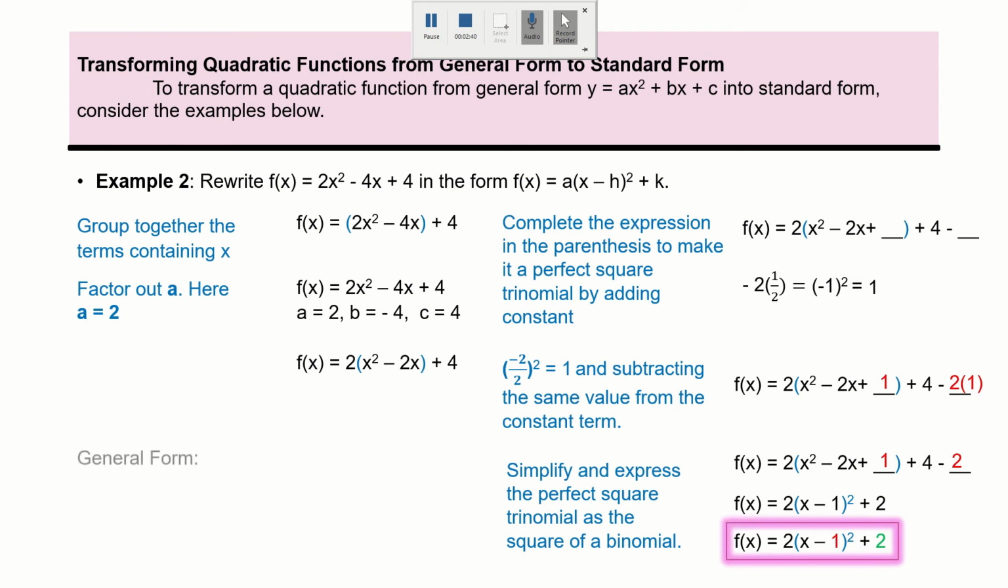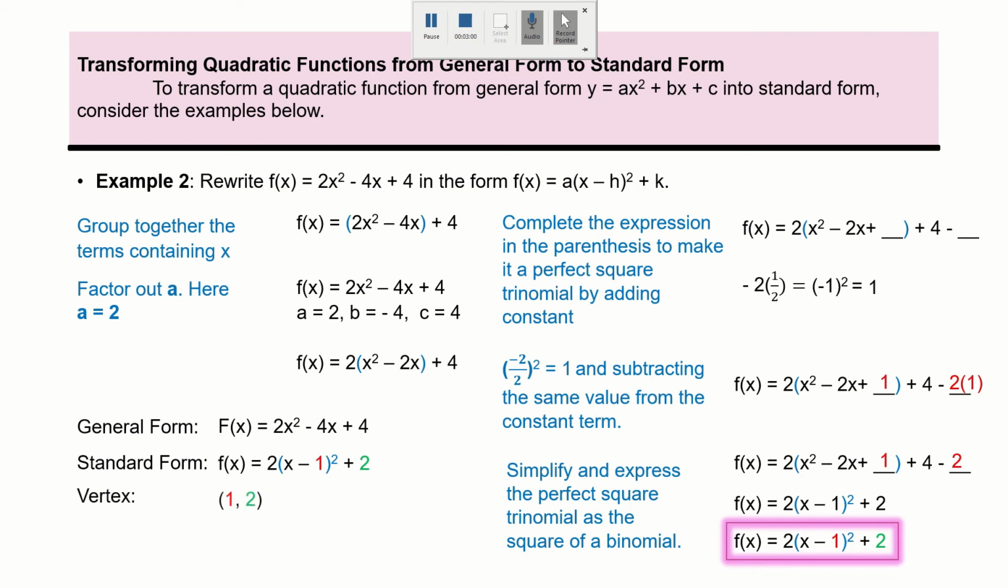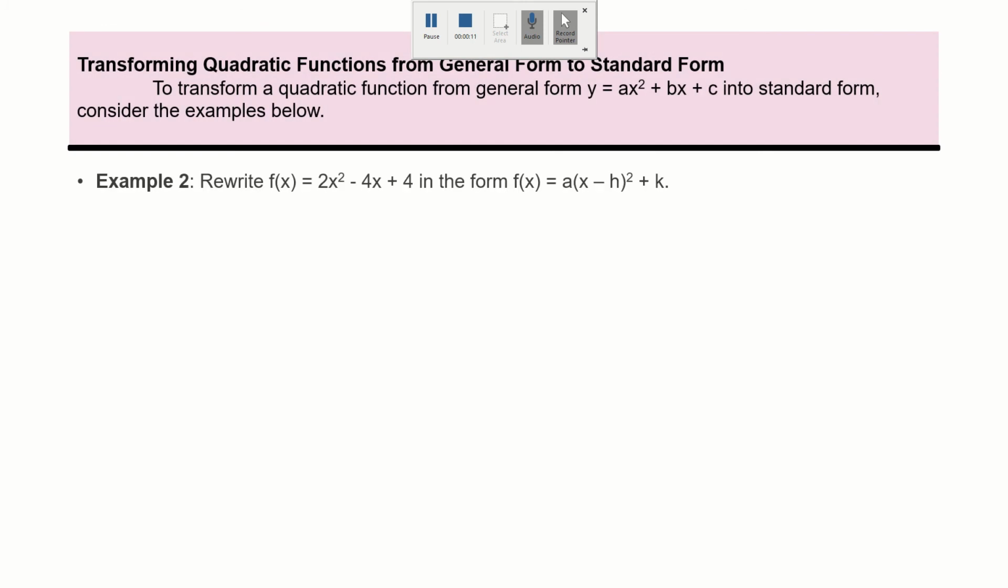So, if you remember, the general form of the quadratic function is f of x is equal to 2x squared minus 4x plus 4. And the standard form now is f of x is equal to 2 times the quantity x minus 1 squared plus 2. And if we're going to get the vertex, which is the turning point of the parabola, that is now positive 1 and positive 2. Okay, there is also another way of finding the vertex and transforming a quadratic function to vertex form using this simple formula. Okay, so this is method number 2.